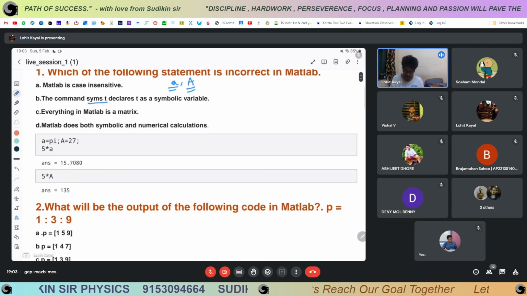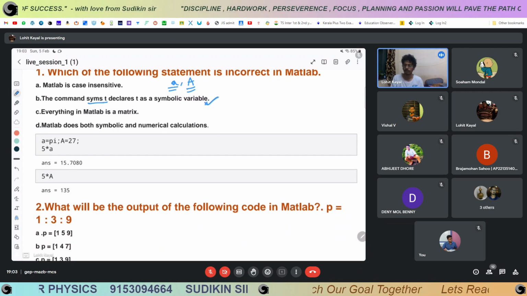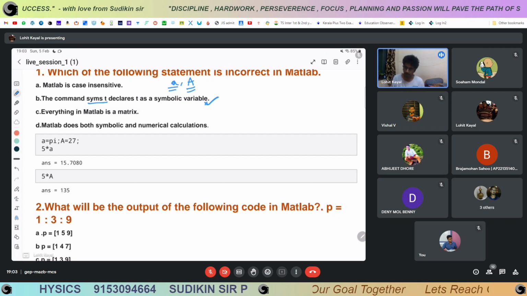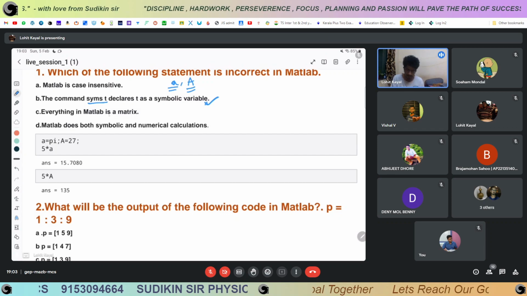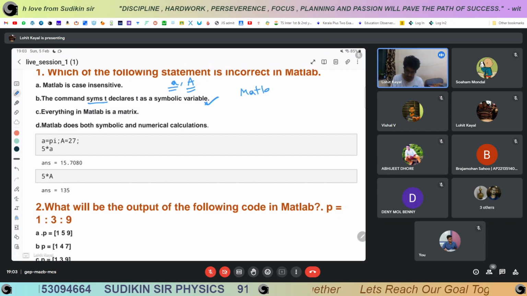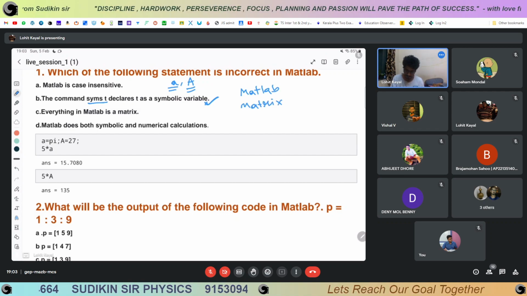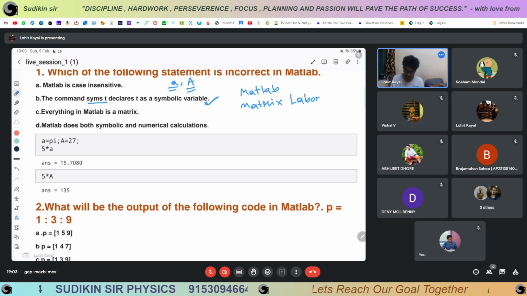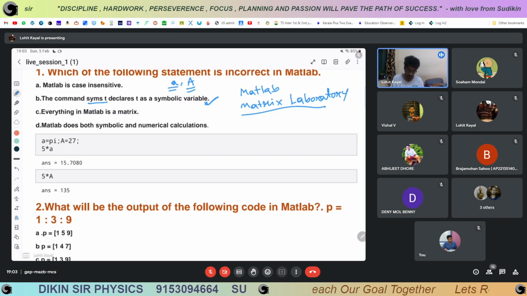We all know that this is right. As you have done last week, this is how we define a symbolic variable, syms t. Now everything in MATLAB is a matrix. The full form of MATLAB is matrix laboratory. So obviously everything in MATLAB will be in terms of matrices.